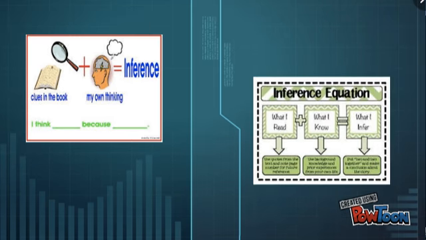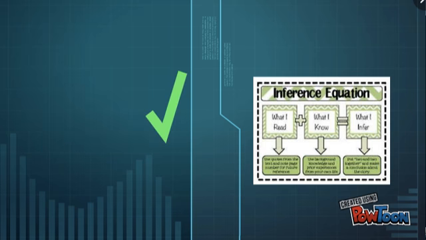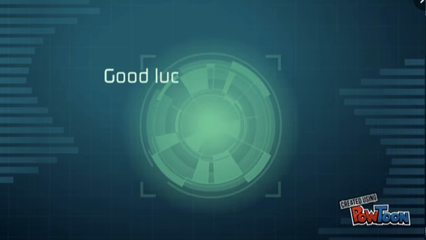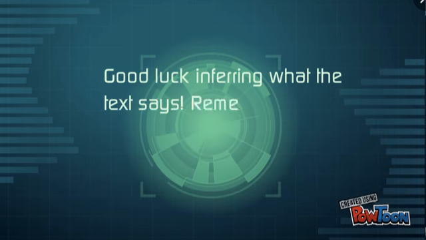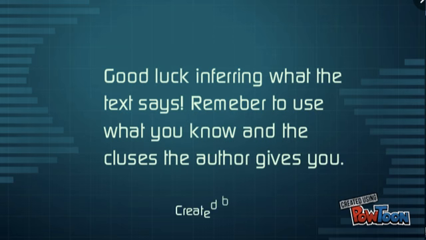So remember, use the clues and your own thinking to make an inference. What you read plus what you know equals your inference. Good luck inferring what the text says. Remember to use what you know and the clues the author gives you.